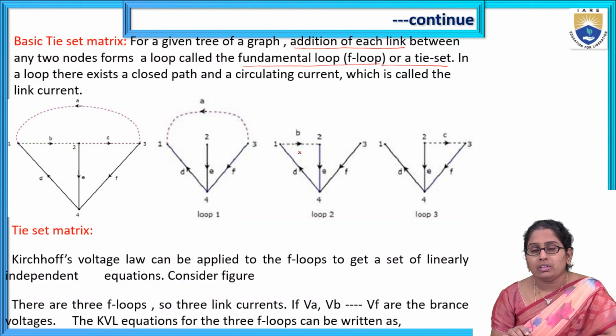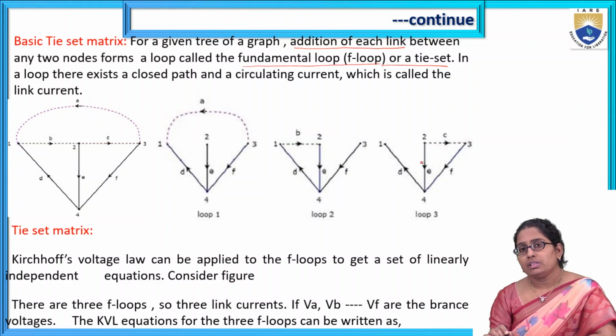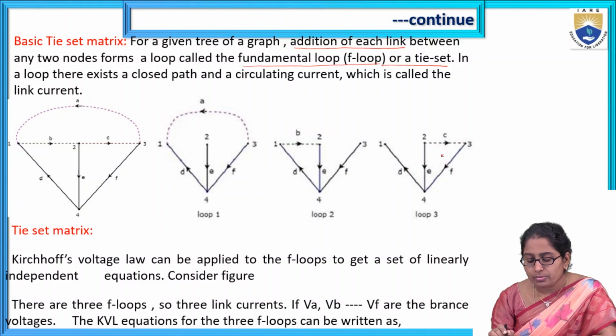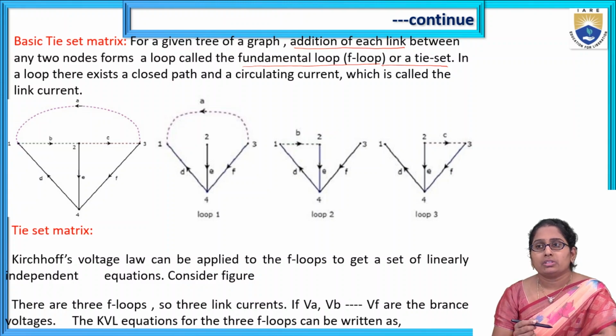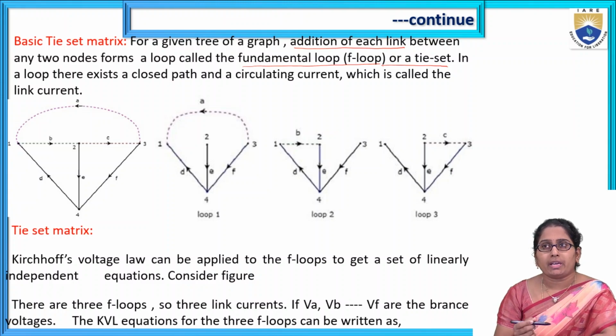Next, with the same tree D, E, F, if link B is taken, then the closed path you can see is named loop 2. Then the next one, with the same tree D, E, F, the link is C, then there is a loop named loop 3. That is basically what is meant by tie set.